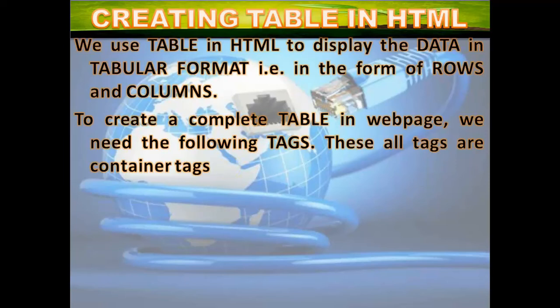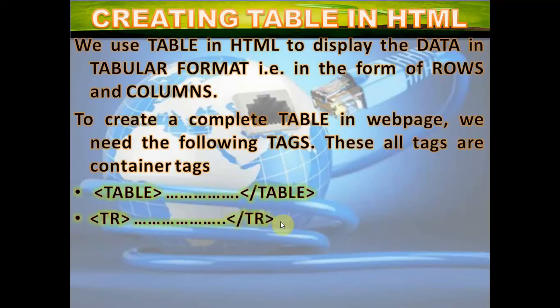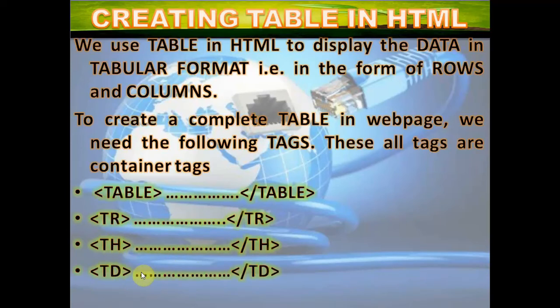We need many tags. You can see here, first we need the table tag. Then after that we have to use the TR tag in sequential order. TR tag, and after that we use TH. TR means table row, it defines the table row. TH means table heading. Next is table data, TD means table data, and last is caption.